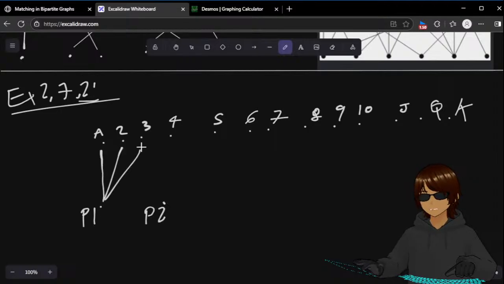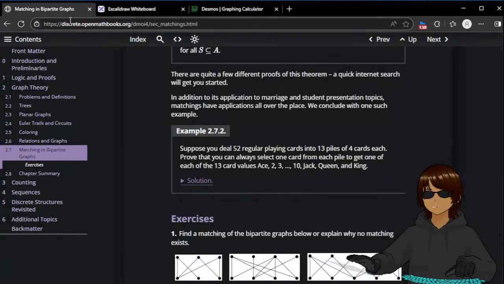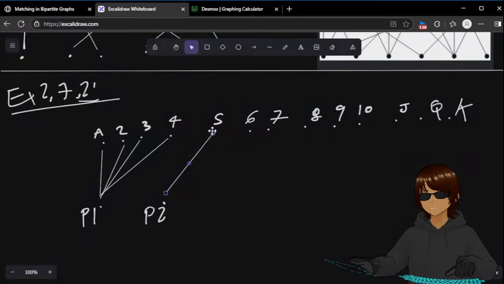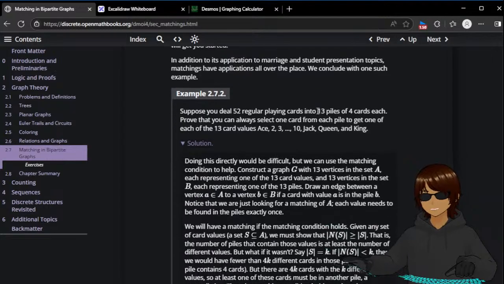One possible way for P2 is like this. But hold on a minute. 52. No, I don't think this is the right graph. Let me see the solution.